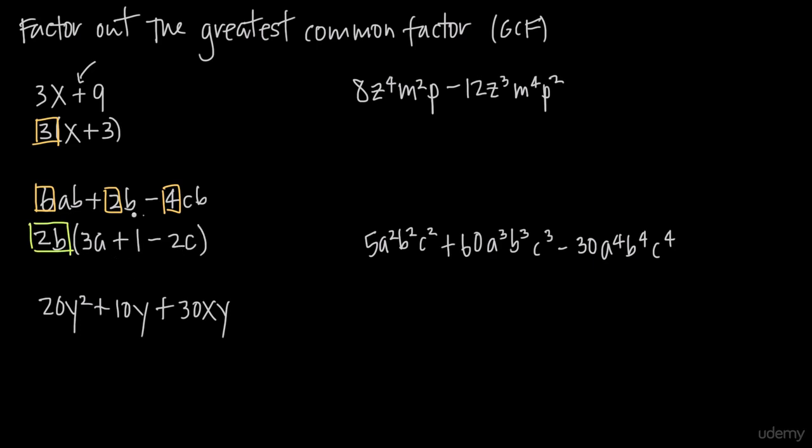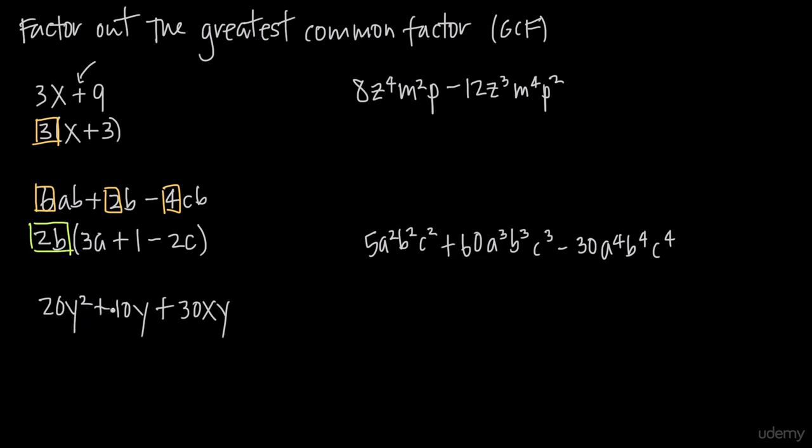3A plus 1 minus 2C. So we know we've done this correctly, and if you want to, you can always again use the distributive property to multiply 2B by this 3A plus 1 minus 2C to make sure you get back to the original polynomial. Let's look at another example here.